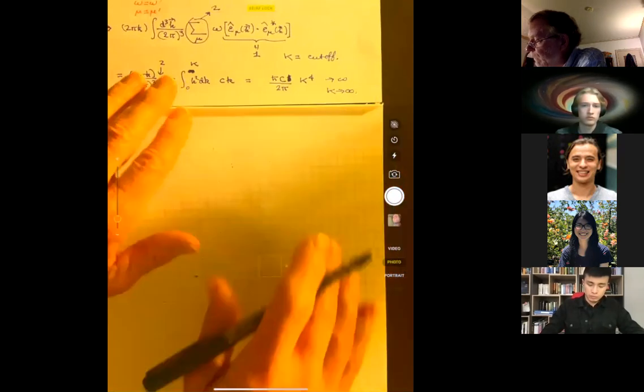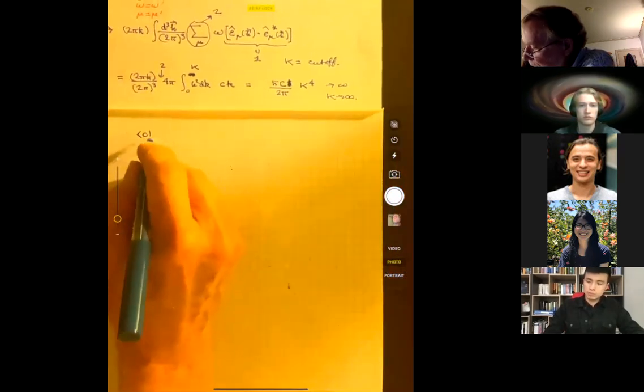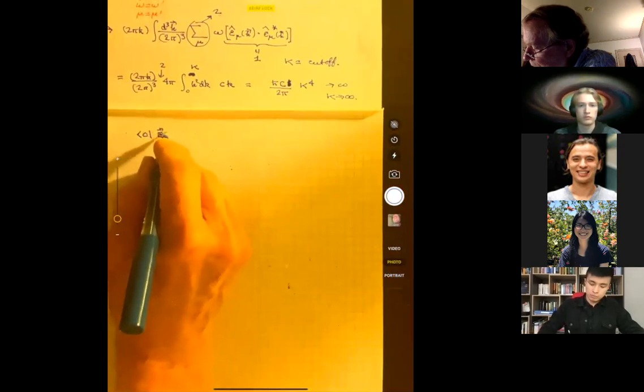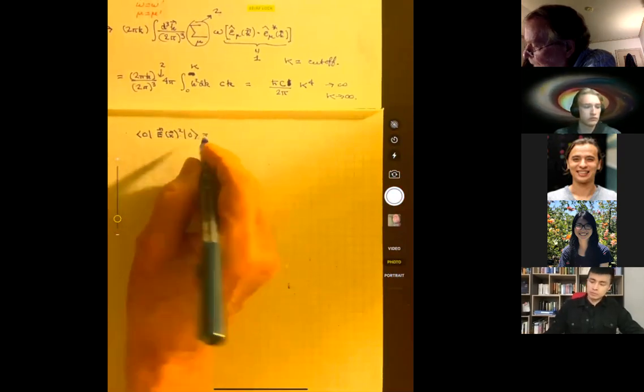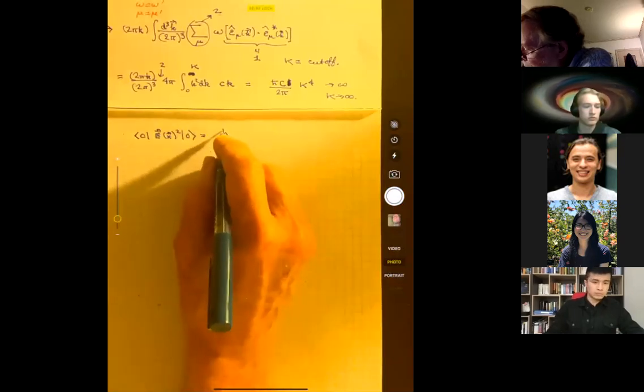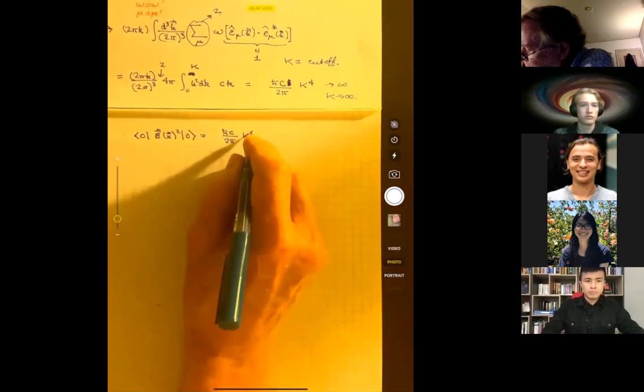All right. Now, let me summarize it here. The vacuum expectation value of the square of the electric field at a point x is equal to h bar c over 2 pi times capital K to the fourth.